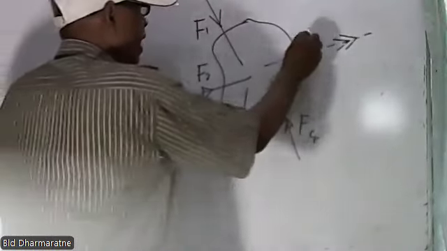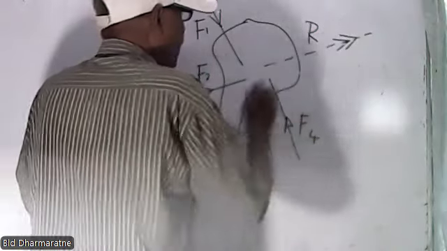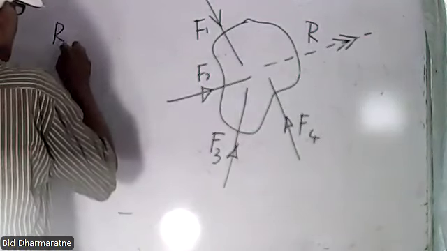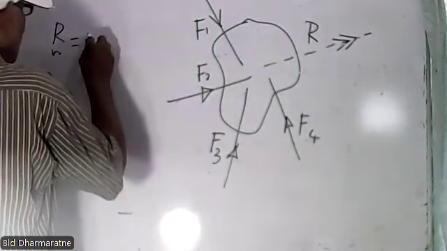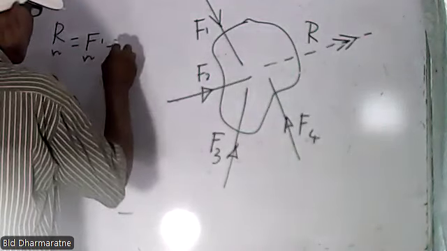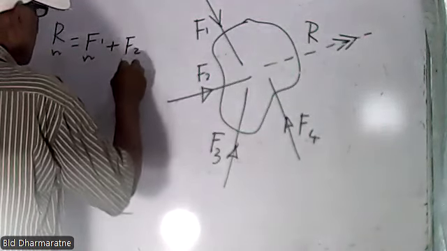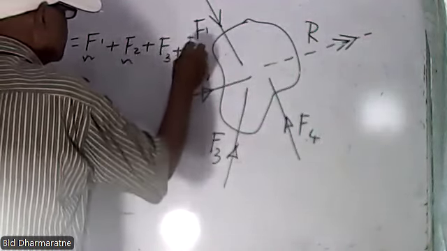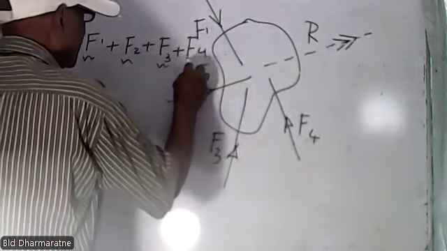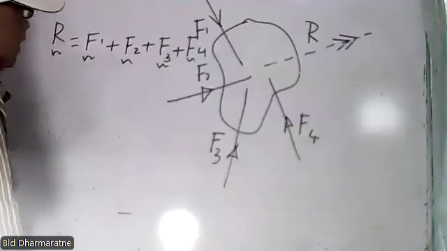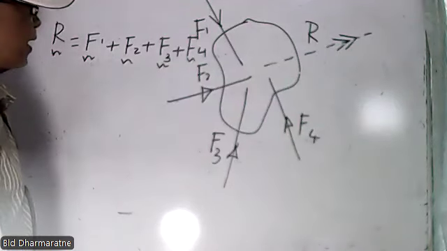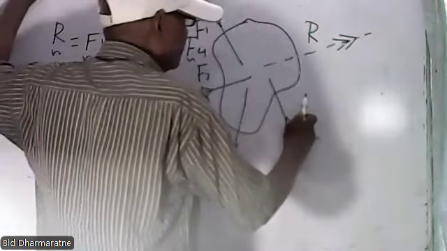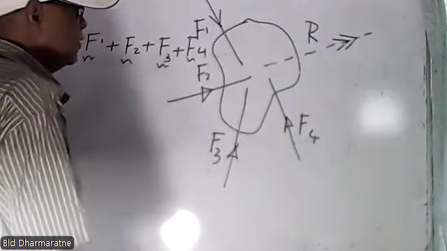Now we say the resultant R, and in vector representation we can write vector R equals vector 1 plus vector 2 plus vector 3 plus vector 4. This is the vector representation. If we need the magnitude of the resultant, we have to resolve these four forces one by one. Thereafter, we can take the resultant and direction.